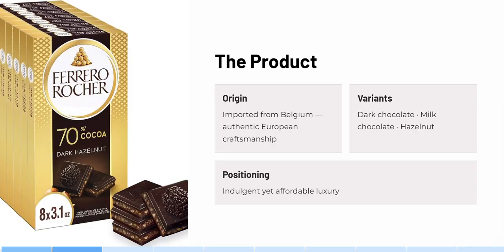So the product, as I explained earlier, is an authentic European crafted Belgium chocolate, and these come in three different variants, namely dark chocolate, milk chocolate, and hazelnut. The positioning for this product is indulgent yet affordable luxury.